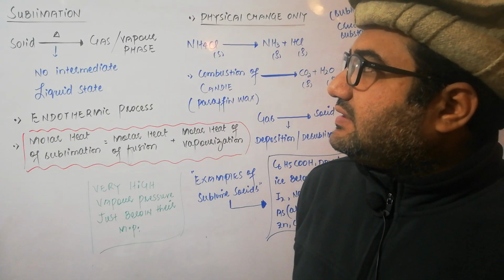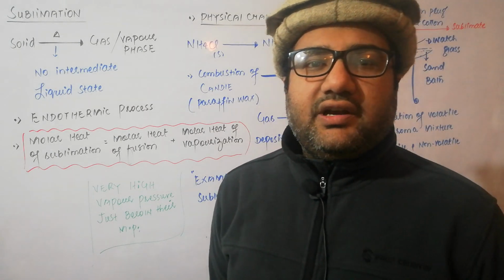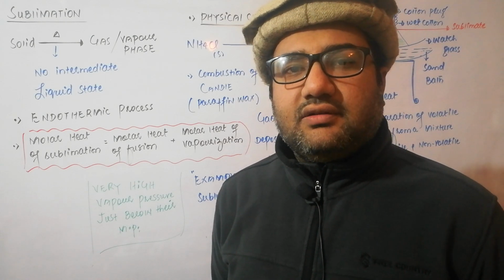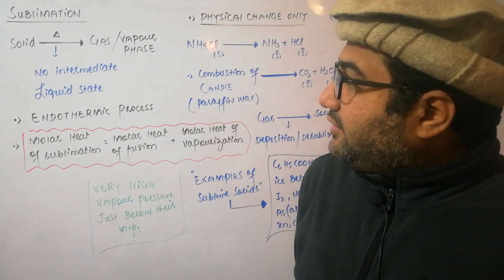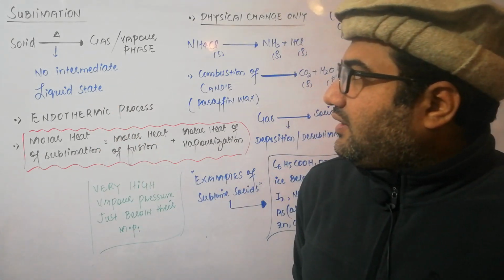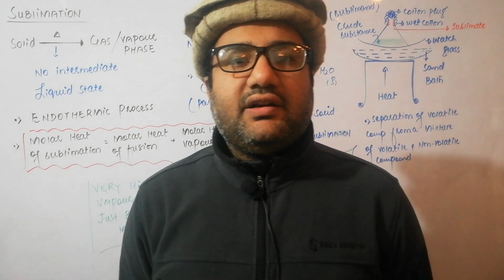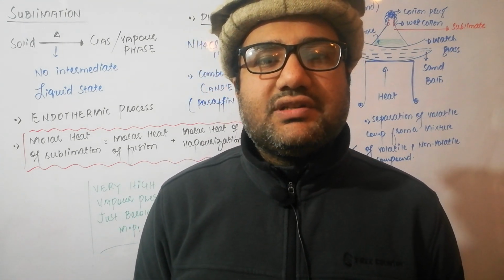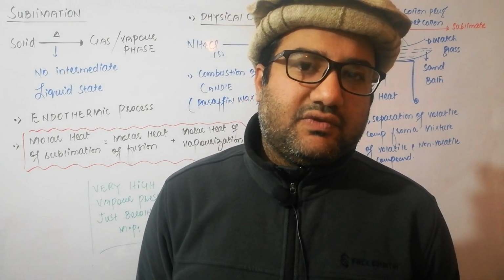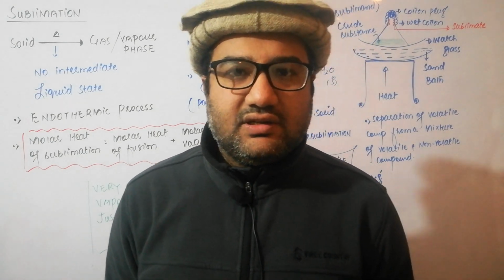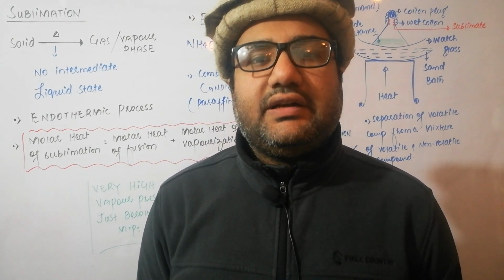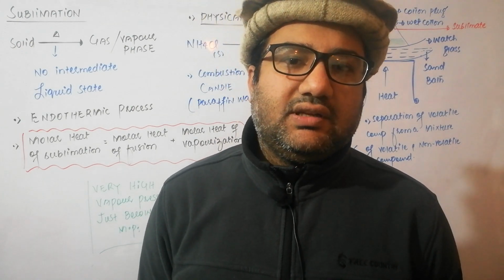Sublimation is a process in which, when a solid is heated, it is directly changed into the gas or vapor phase without passing through the intermediate liquid state. Usually, when a solid is heated, it is first melted into the liquid state, and then from liquid it moves to the gaseous form, which is called vaporization. But in sublimation, there are some solids that, when heated, directly change into the gaseous state.